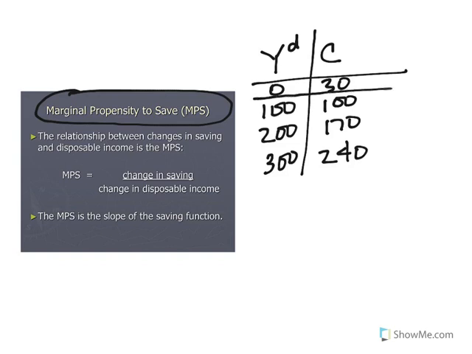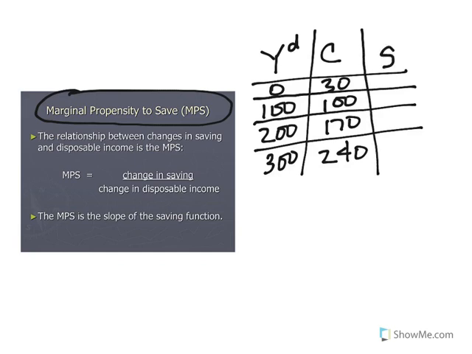What I can do is add a third column of data to see how much I'm saving at every level of disposable income. Because remember, disposable income equals consumption plus saving. So we can clearly see that when disposable income was 0, consumption was 30, which means savings had to be negative 30. In other words, those two numbers have to add up to equal disposable income.